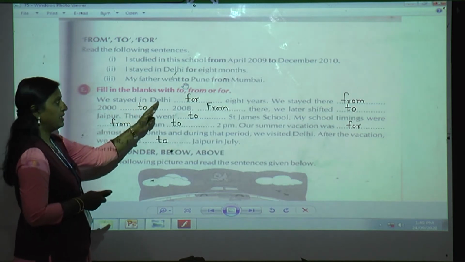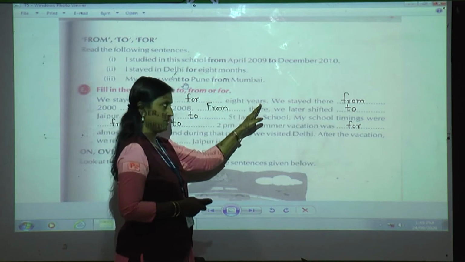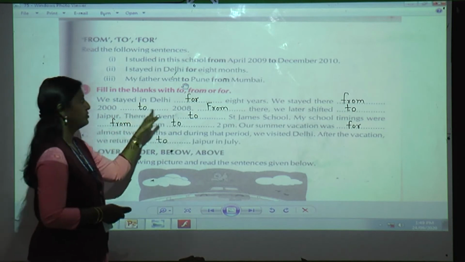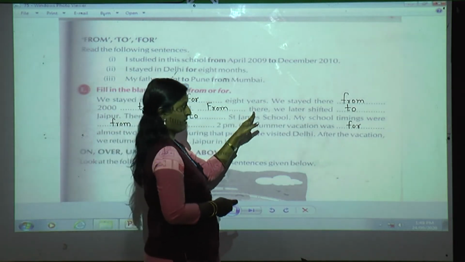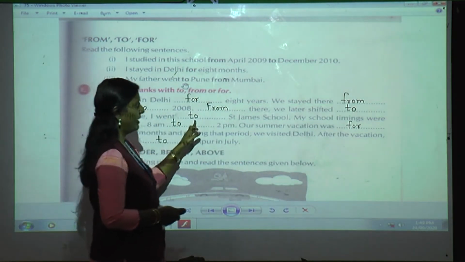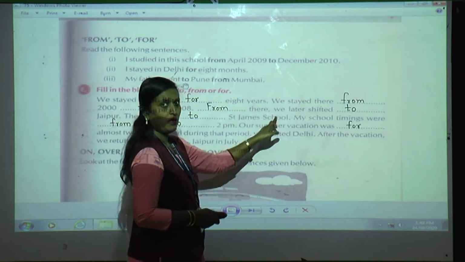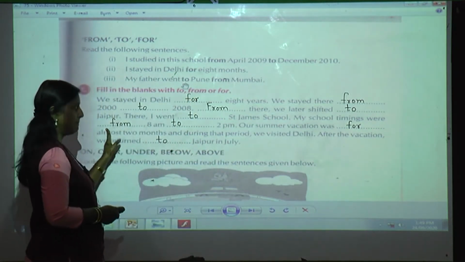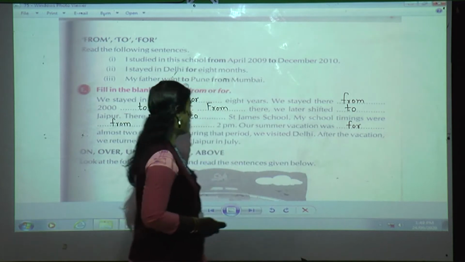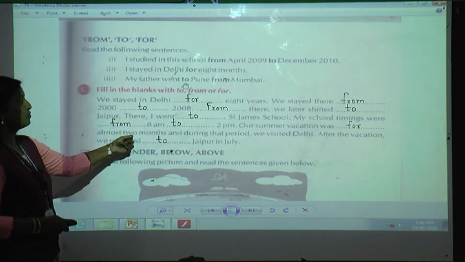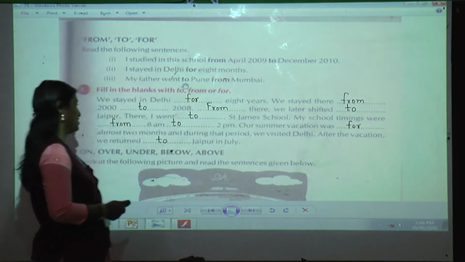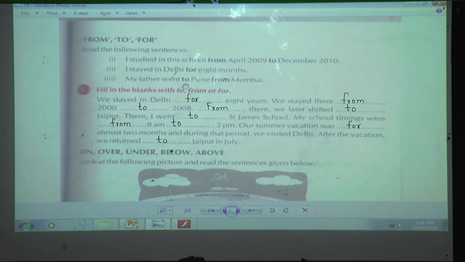We stayed in Delhi for 8 years. We stayed there from 2000 to 2008. From there, we later shifted to Jaipur. There, I went to St. James School. My school timings were from 8 a.m. to 2 p.m. Our summer vacation was for almost 2 months, and during that period we visited Delhi, and after the vacation we returned to Jaipur in July.